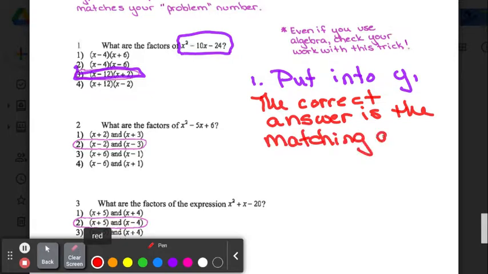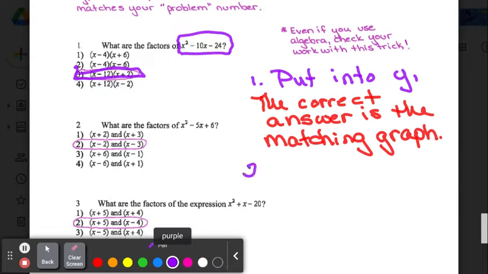You can use this trick if the problems are too tricky, hard. You can use this trick to check your work. A lot of people are very resistant to using tricks, and I was one of them, but it's a great way to check your work.